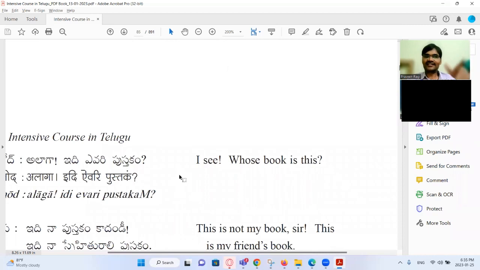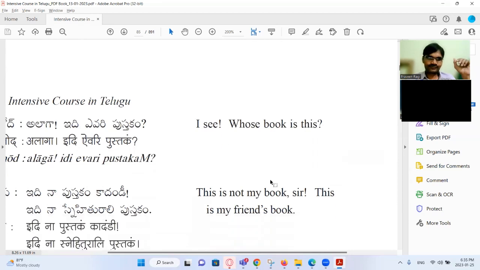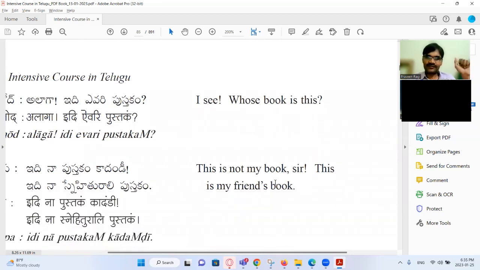Alaga, I see. Yeah, this is one more commonly used word. Whenever we want to say, I see, in Telugu we say alaga. Is it also same meaning? Is it? Alaga, like that. Okay. Idi evari pustakam? Whose means evari. Book means pustakam. Idi means this. Idi na pustakam kadandi. Yeah. So here we have a negative sentence. Idi na pustakam kadandi. This is not my book.